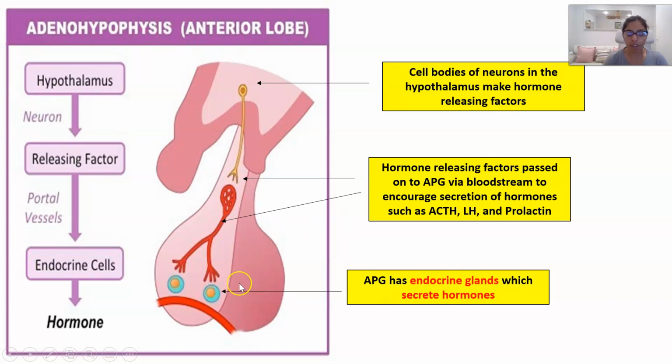The anterior pituitary gland has endocrine tissue in it. So these endocrine cells, these two cells here, for example, will release these hormones or secrete them into the bloodstream where they will go to their target.